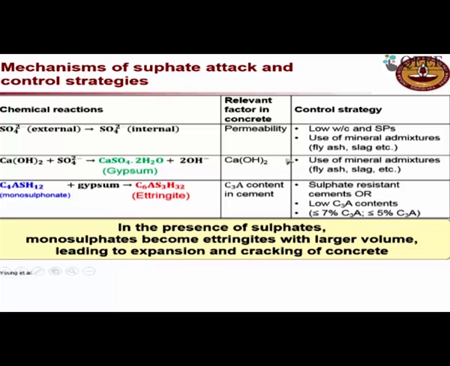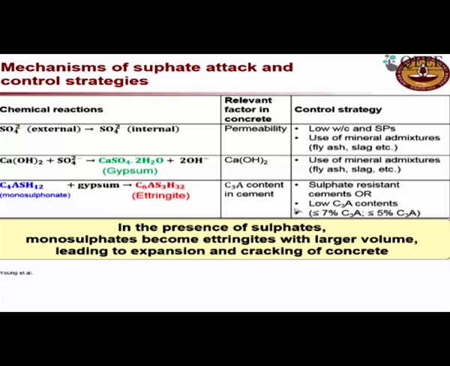Now again, before going to the next slide, the relevant factor in this case is you have to have calcium hydroxide which is already present in the concrete. Again, you can use mineral admixtures and slag to control sulfate attack. And another relevant factor here is the amount of C3A which is present, that will govern how much of this is available. And then again, we can use sulfate resistant cement. In other words, the cement which has low quantity of C3A.